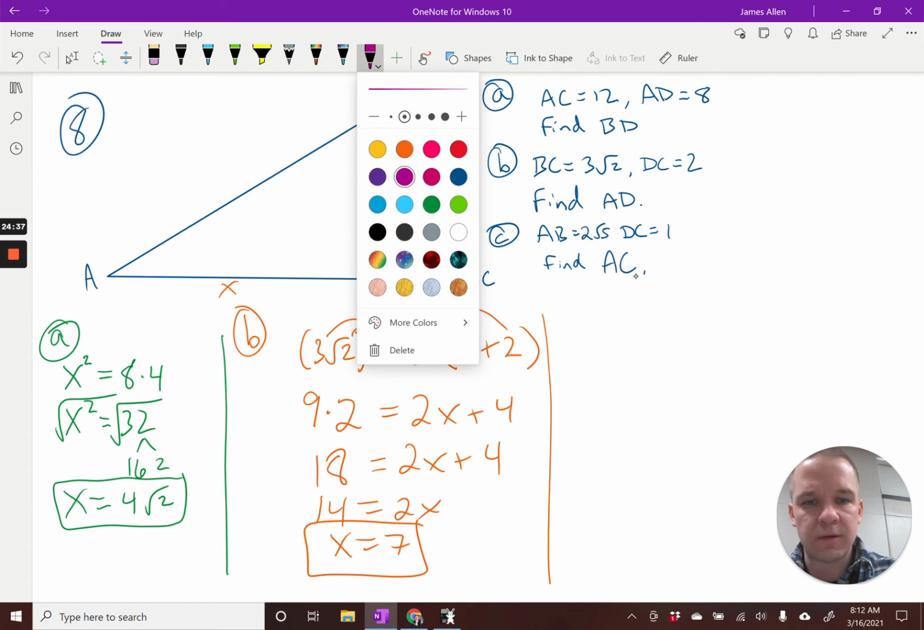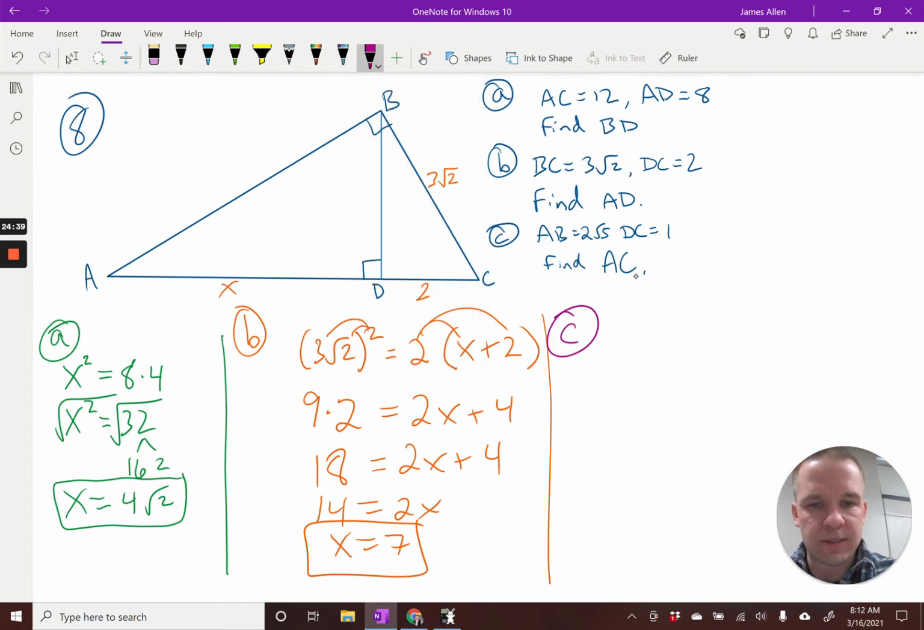Ooh, this one looks fun. We'll do that. All right, part C. I'm going to go ahead and erase these guys here, and then we'll relabel the diagram. So AB is 2 root 5, another square root in our setup. Ugh. And I got DC as 1, all the way over there. Find AC. I want the entire thing.